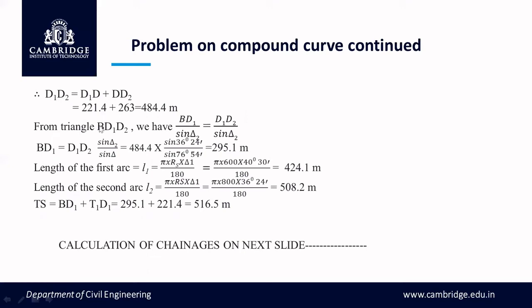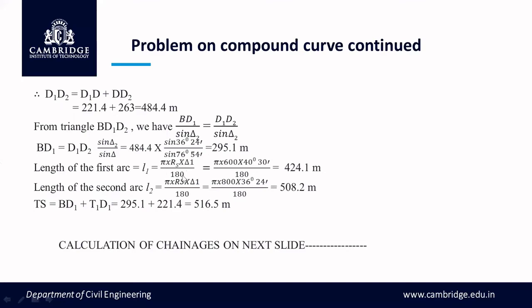From triangle BD1D2, we have BD1 by sine delta 2 is equal to D1D2 by sine delta. Therefore, BD1 is equal to D1D2 into sine delta 2 by sine delta. That is equal to 484.4 into sine 36 degrees 24 minutes divided by sine 76 degrees 54 minutes, which is equal to 295.1 meters.